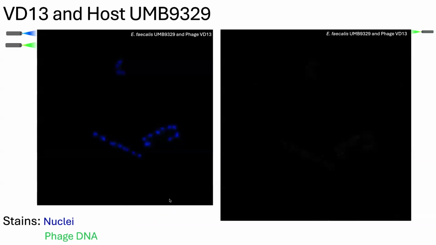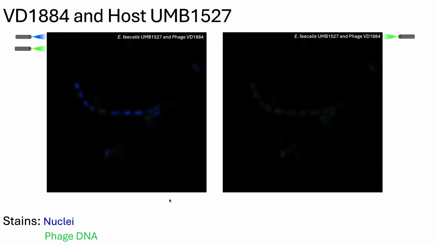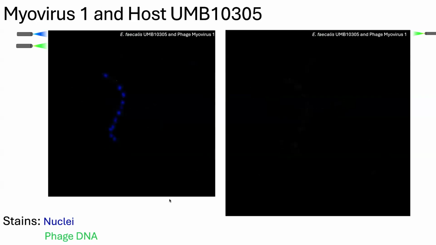For VD13, we were able to see clear phage DNA insertion. So we can confirm that VD13 can insert its DNA into its host. The same can be said for VD1884 and its host. We again see that phage DNA insertion, and it matches up with where those nuclei are sitting. That helps even further confirm that insertion. And for myovirus 1, we also saw phage DNA insertion. So we were able to see phage DNA insertion for all of the phage and their hosts.